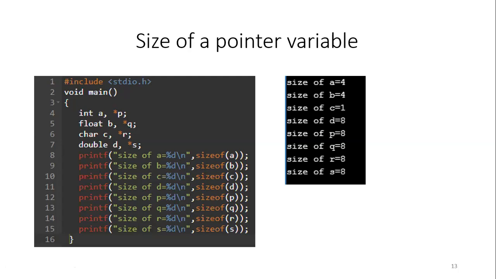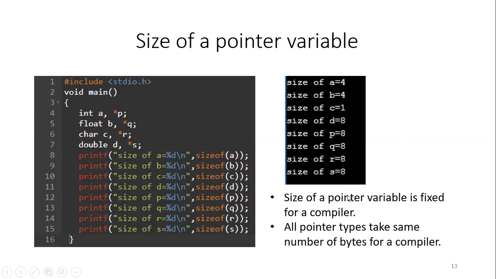So now, when I run this program in my compiler, I am getting this answer. In your compiler, you may get a different answer also. The number of memory locations allocated to a particular variable depends upon the compiler only. So here I am getting the number of memory locations as 8. So what we can observe from this particular slide is that the size of a pointer variable is fixed for a compiler. All pointer types take the same number of bytes for a particular compiler.